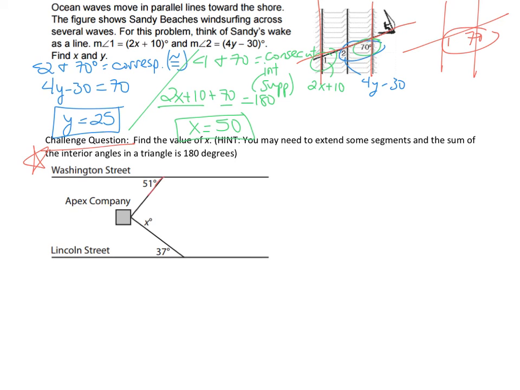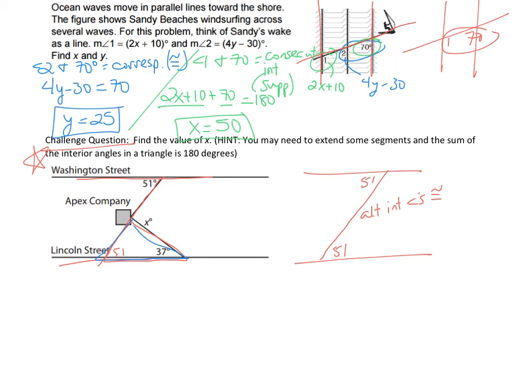Okay, so if we extend this line out right here, now we have a triangle. I know that if here are my two lines, my Washington Street and Lincoln Street, and here's my angle, my line going through it, if this is 51 degrees, this one on the other side will also be 51 degrees because those are alternate interior angles. Then we do have a triangle here. And with the triangle, we know that if we add up all three angles, it will equal 180 degrees. So if we do that and solve for our question mark, we end up with 92 degrees here in our triangle. So I'm going to put that up above. So this is 92 degrees.